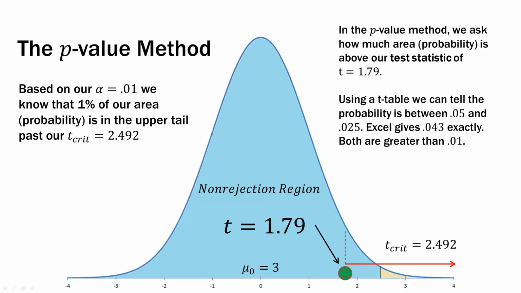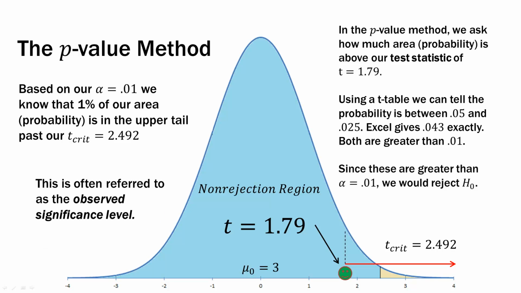Now in Excel, we can find it exactly. Excel gives us a p-value of 0.043. Now that's greater than 0.01, so we know that we cannot reject the null hypothesis. Now this is often referred to as the observed significance level. So again, we can find the p-value here to actually show that we cannot reject the null, because the area to the right of our t-statistic is 0.043, but our alpha is 0.01. So therefore, if we wanted to reject the null, it would have to be less than 0.01.